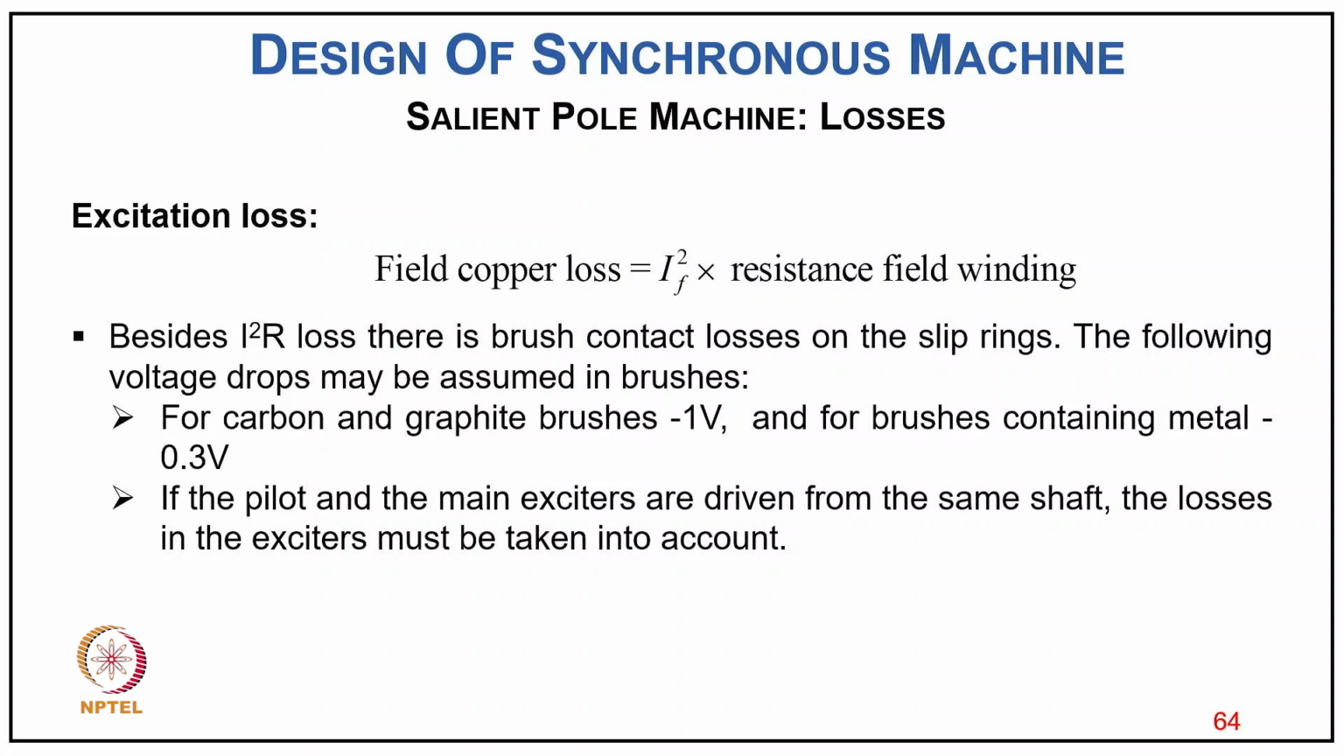So now coming to excitation loss, the field copper loss is equal to I_f square into the resistance of the field winding. Besides I square R loss, there is a brush contact loss on the slip ring. The following voltage drop may be assumed in brushes. For carbon and graphite brushes, the drop is 1 volt, and for brushes containing metal it is 0.3 volt. If the pilot and the main exciter are driven from the same shaft, the losses in the exciter must be taken into account.